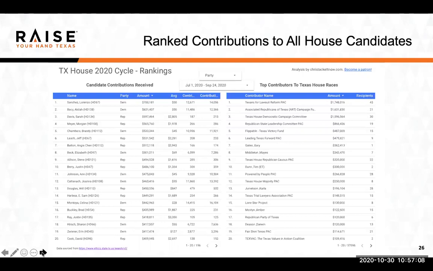So this is interesting by candidate, and you can compare and contrast around the state what's going on. On the right-hand side are not the candidates, but the contributors themselves. Who has given the most to Texas House races? In this case, it is Texans for Lawsuit Reform, a political action committee. And again, at the bottom, you can scroll through using the arrows to look at the following pages. You can look up these organizations and find out, again, what they care about and who they're giving to.